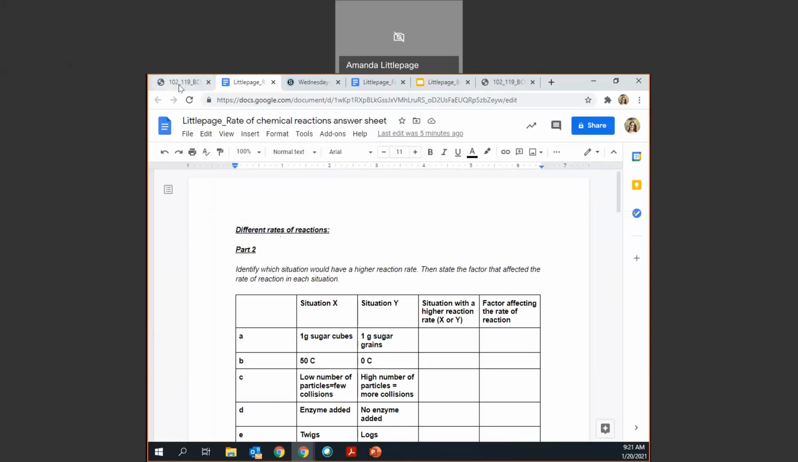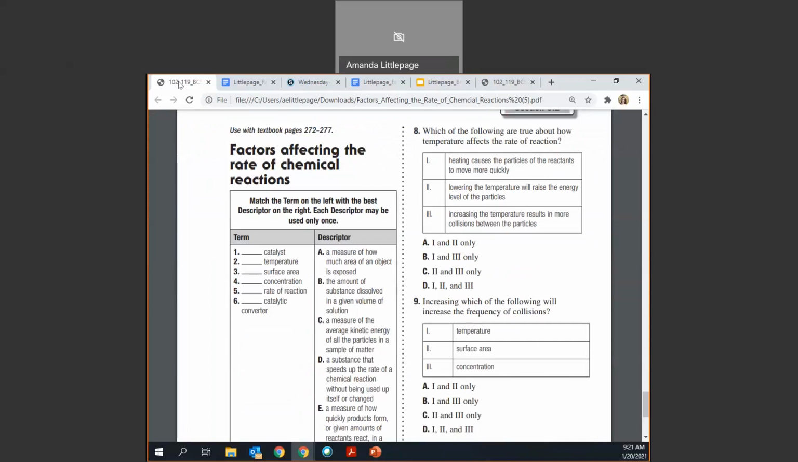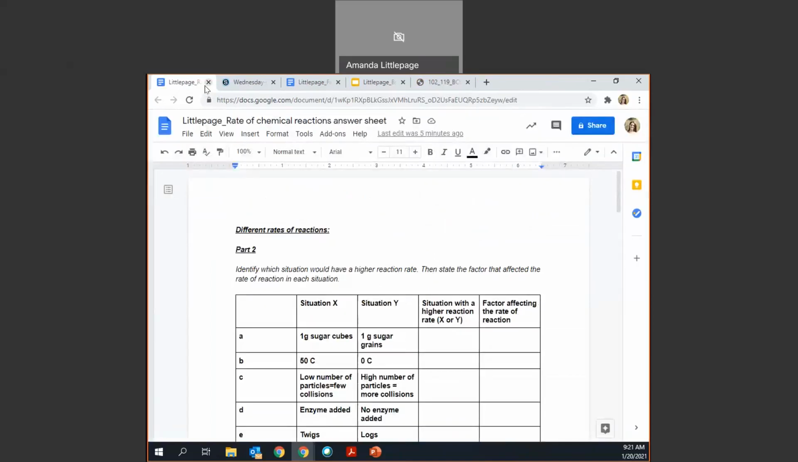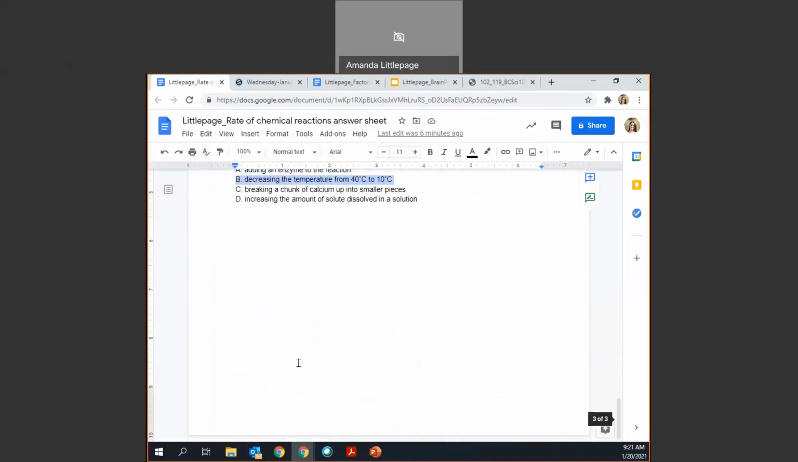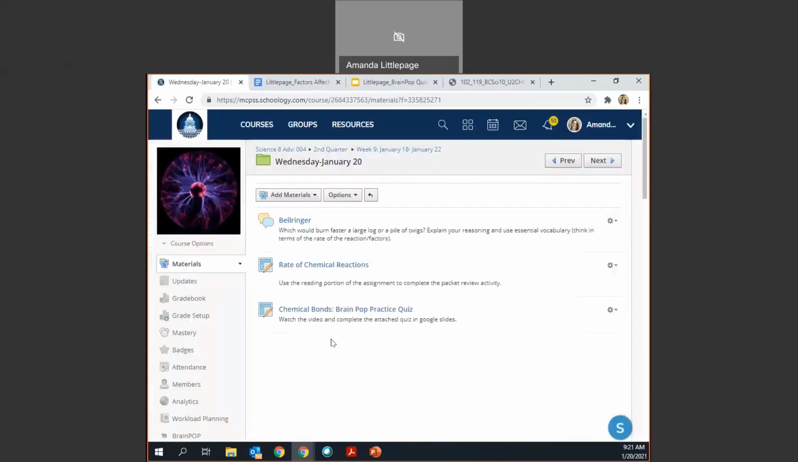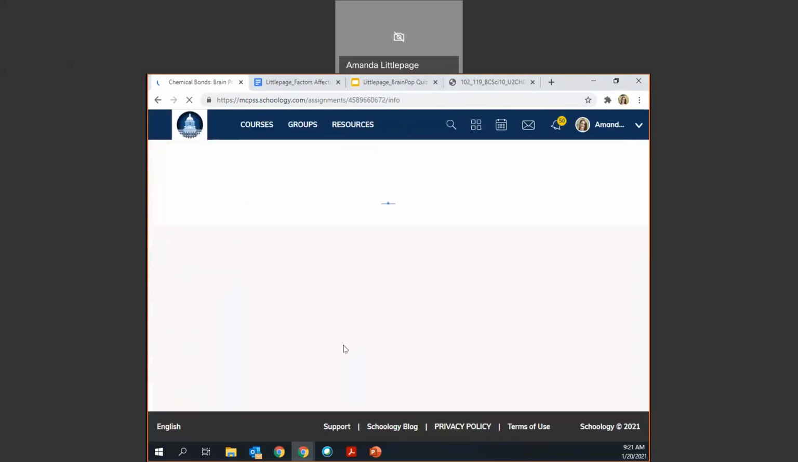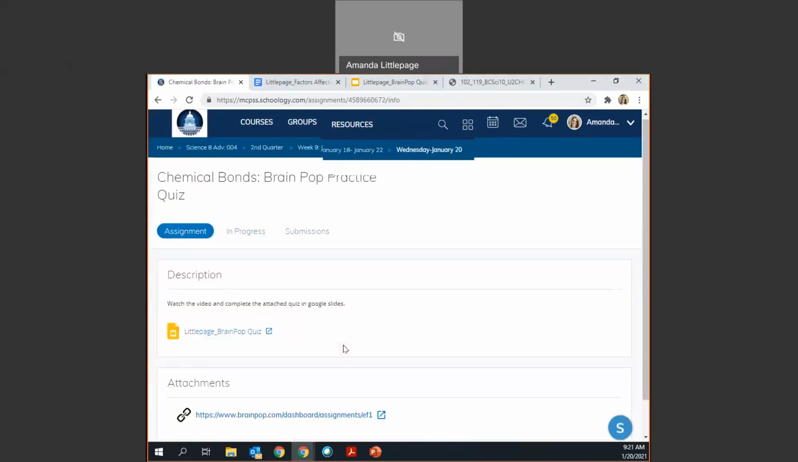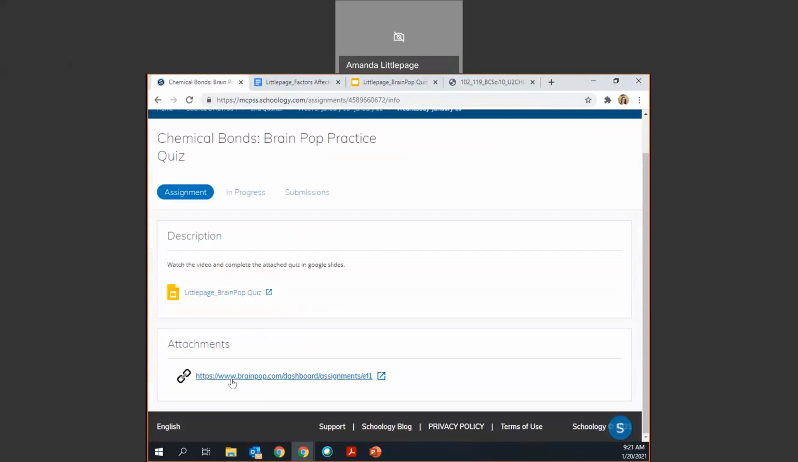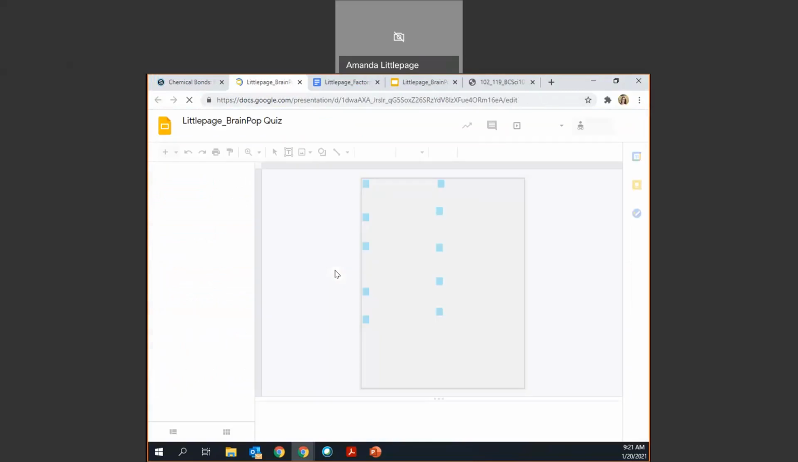So now that I'm done with that, I'm going to go ahead and close these out. And I'm going to go ahead and close out this document because we've already gone over it. We've reviewed pages 1 and 2. So now I'm going to come back to Wednesday's Schoology folder. So the last assignment that I have for you guys is a chemical bonds Brain Pop practice quiz. I'm going to play the video here on the recording so you can watch it. Then you will go in and you will do the practice quiz.